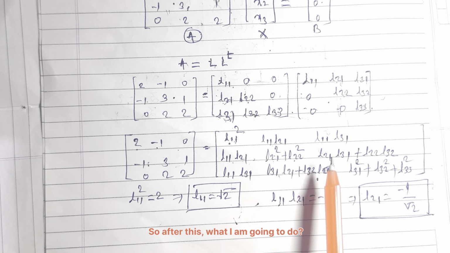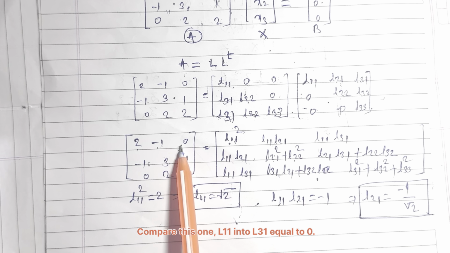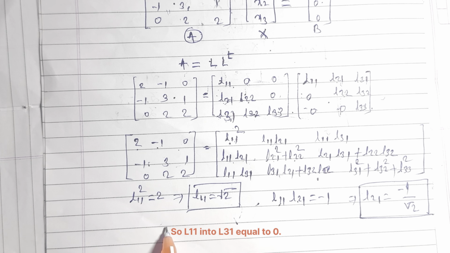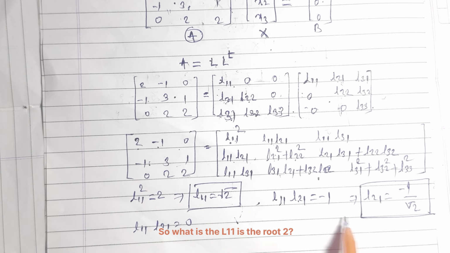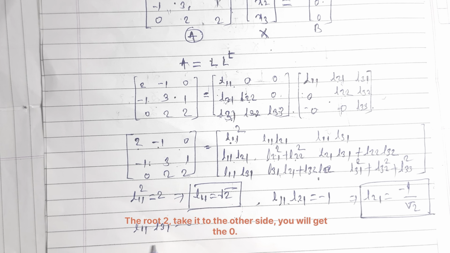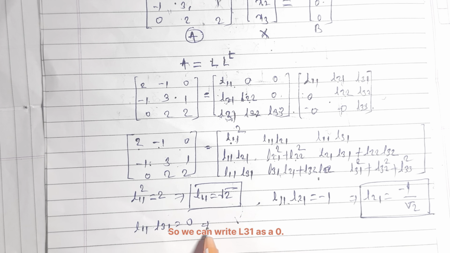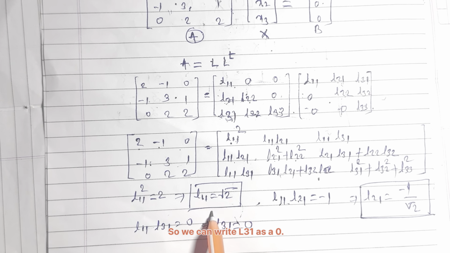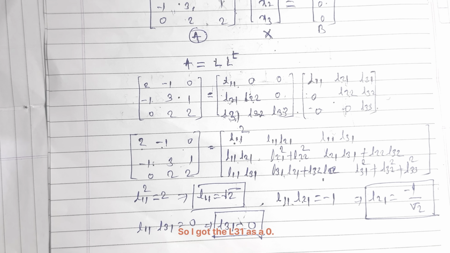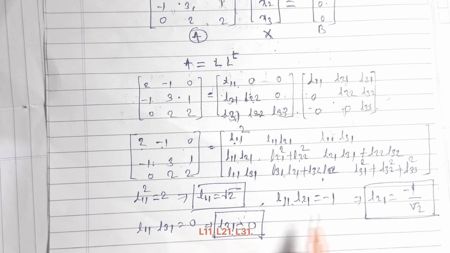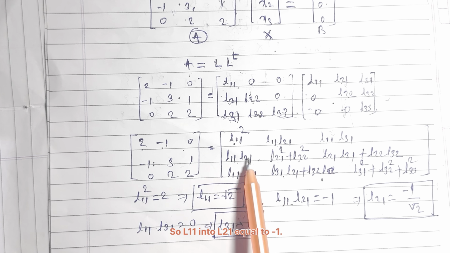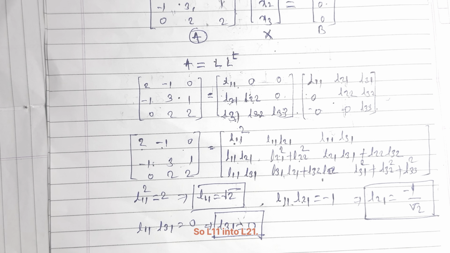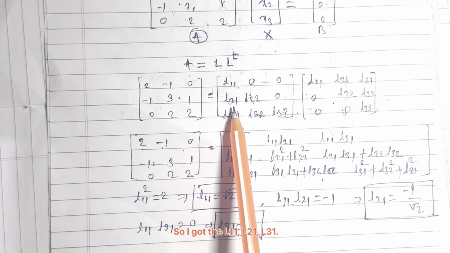After this, compare this one: L11 into L31 equal to 0. L11 is root 2. Take root 2 to the other side, you will get 0. So we can write L31 as 0. So I got L31 is 0. Okay, L11, L21, L31. So let's go for the next one. L11 into L21 equal to minus 1. So we can write easily L21. So I got L11, L21, L31.